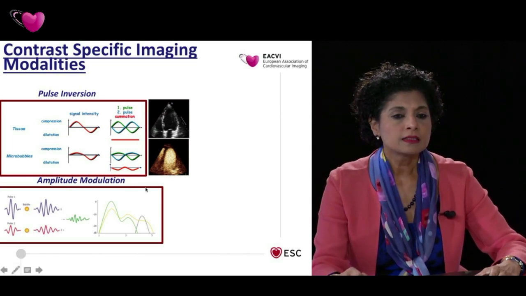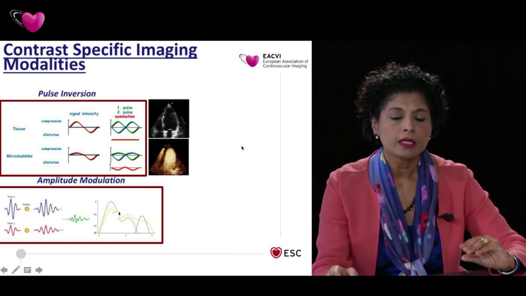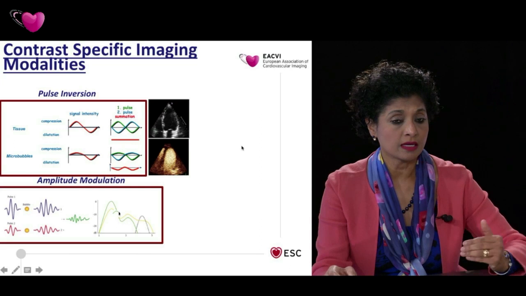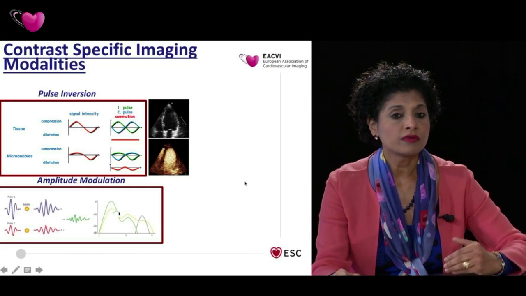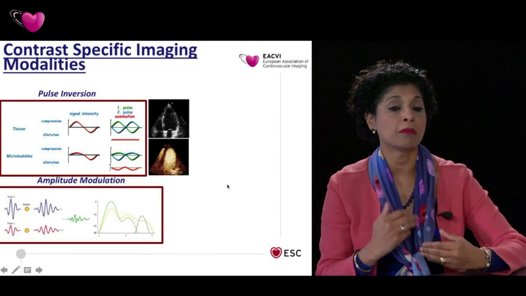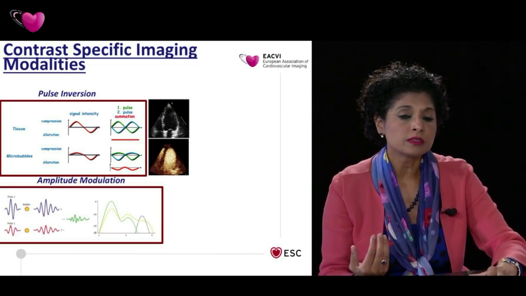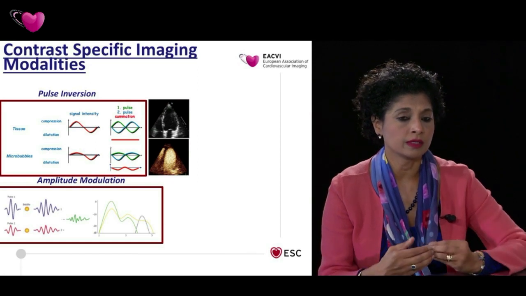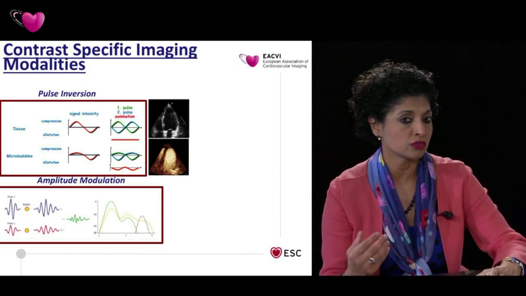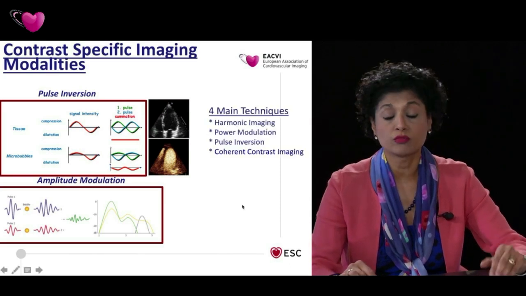The other technique is amplitude modulation, where the second wave, which is transmitted, is half the amplitude, and upon reflection from the linearly behaving tissue, it is amplified to twice the size. And when the second wave is subtracted from the first, again you have no tissue signal, whereas this is not the case with microbubbles, which are non-linear oscillators, and you have a pure harmonic signal.